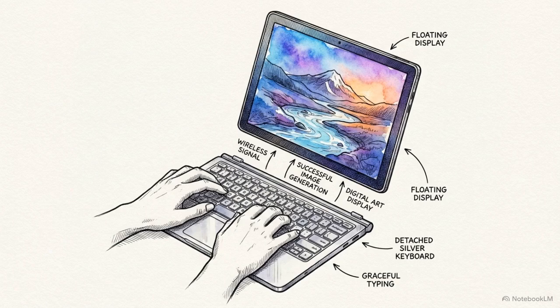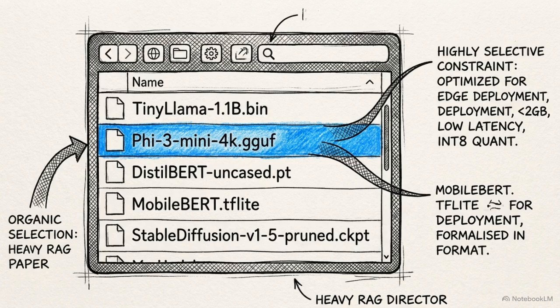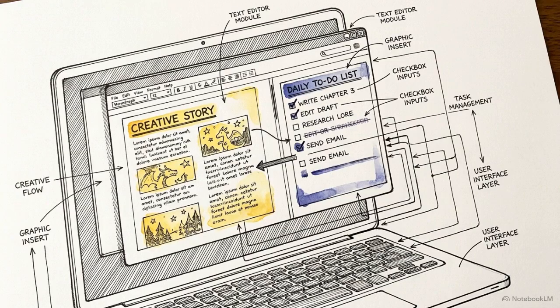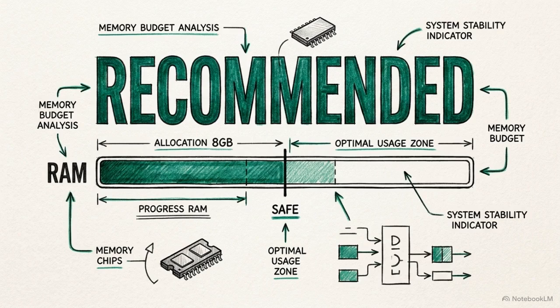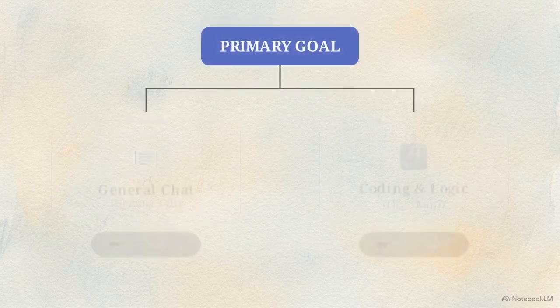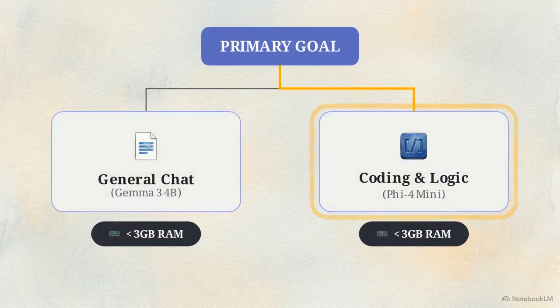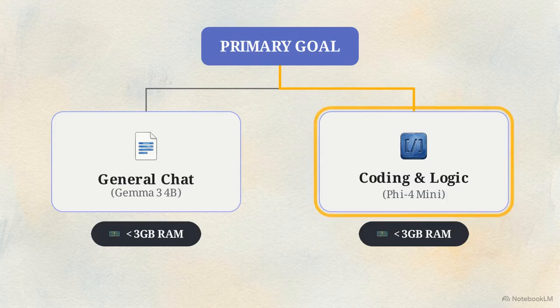To stay within all of these hardware constraints, you need to be highly selective about which small language models you download to your system. If your main focus is everyday tasks, general knowledge, or creative writing, the 4-bit quantized version of Gemma 3 4B is fast and easily fits the memory budget. This flowchart helps narrow it down. If you need structured reasoning, code completion, or logic, follow the path to Microsoft's Phi-4 Mini, which behaves like a much larger model while taking up less than 3 gigabytes.